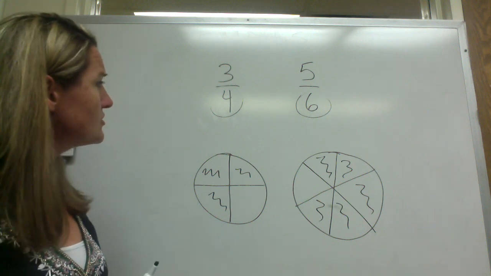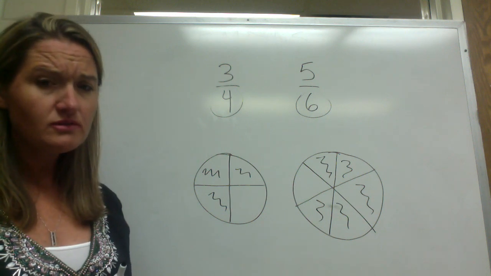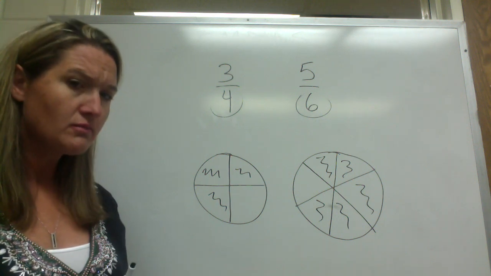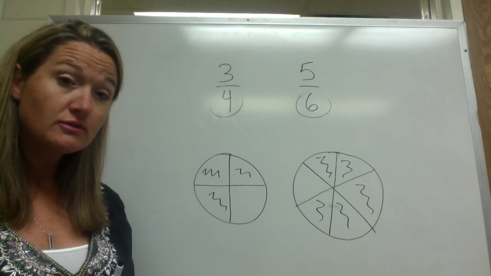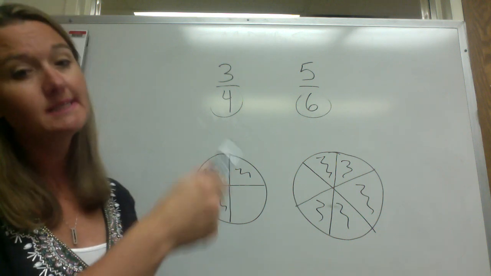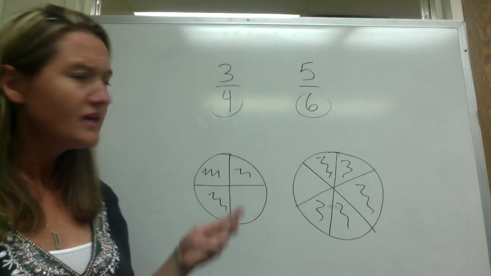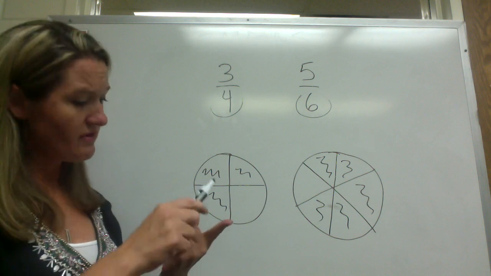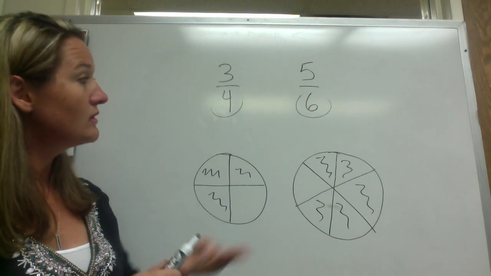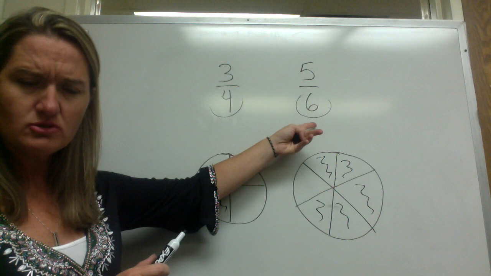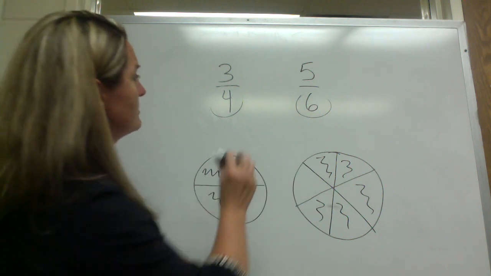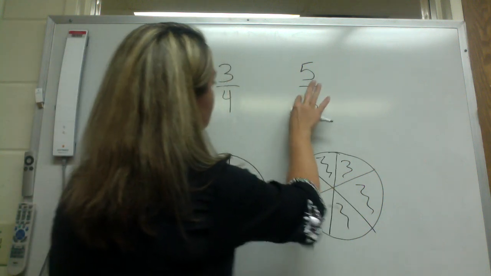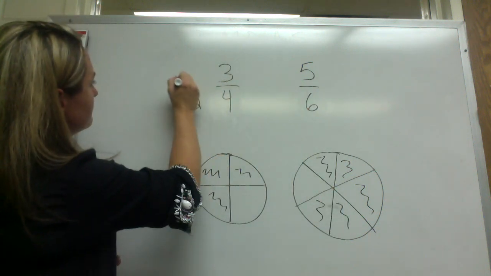So 4 and 6. Let's think about what is the smallest number that both 4 and 6 would go into. In the last lesson we talked about how we could make multiples or do the factor tree. I don't know that we have to do a factor tree for this one. With multiples for 4, I know I'd have 4, 8, and 12. Well, I know 6 goes into 12, so 12 is going to be my least common denominator.